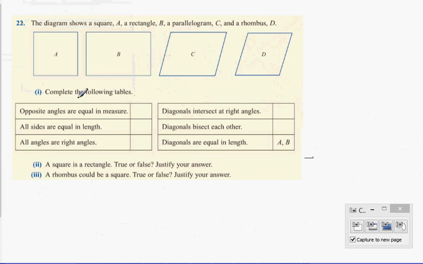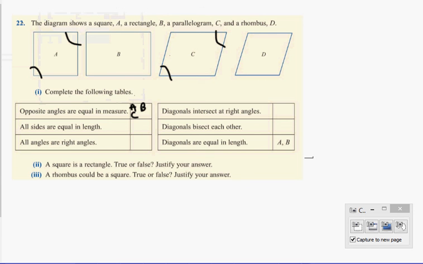Okay. Complete the following tables. Okay, so the diagram shows a square, rectangle, parallelogram, and a rhombus. Opposite angles are equal in measure. Well, they're equal in measure for the square, so that'd be A. Equal in measure for the rectangle. Equal in measure for the parallelogram. And the rhombus I've drawn.